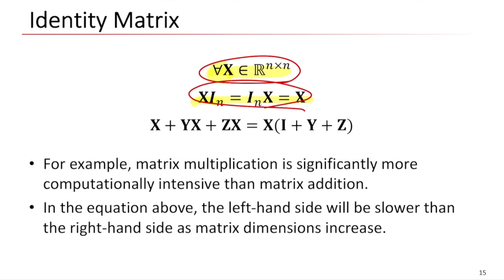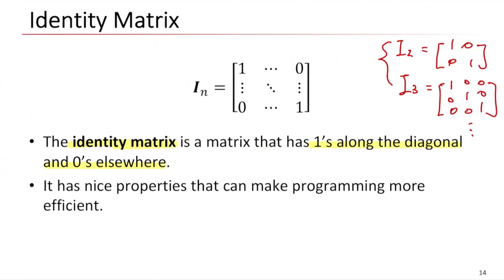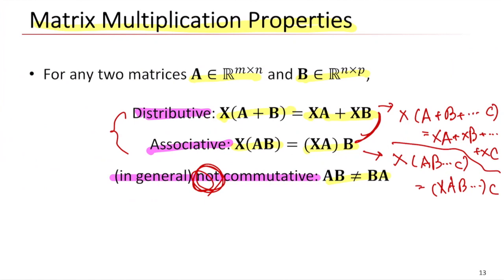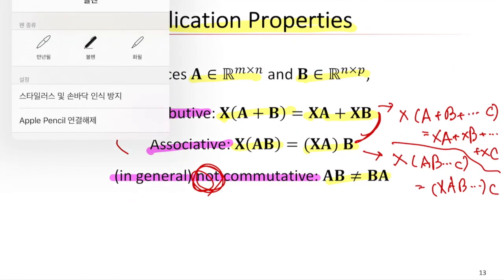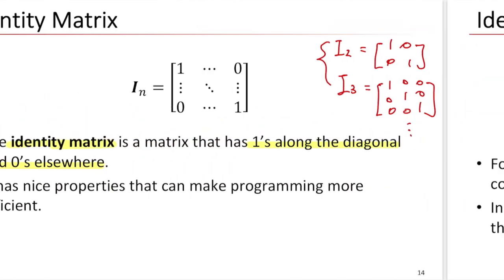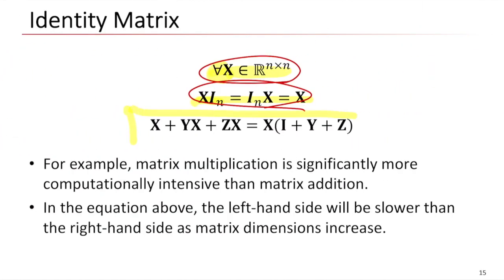Why is it important? With this distributive law, we can verify this equation easily. As you can see here, x plus y times x plus z times x is equal to x times (I plus y plus z) in brackets. Matrix multiplication is significantly more intensive than matrix addition.